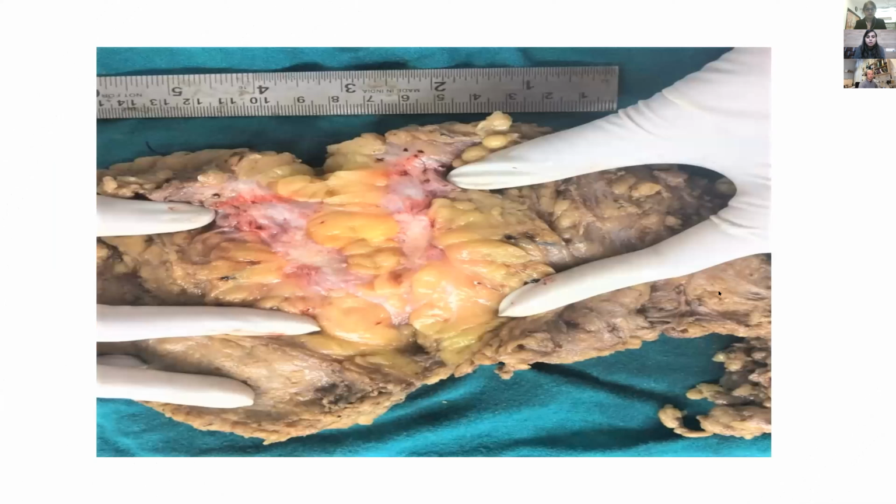So this was the gross specimen we received in histopathology after the FNAC. She was advised complete excision of the lump, and she underwent a mastectomy. So almost a 7 by 5 centimeter area. You can see a lump with whitish-grayish areas. Next slide, please.